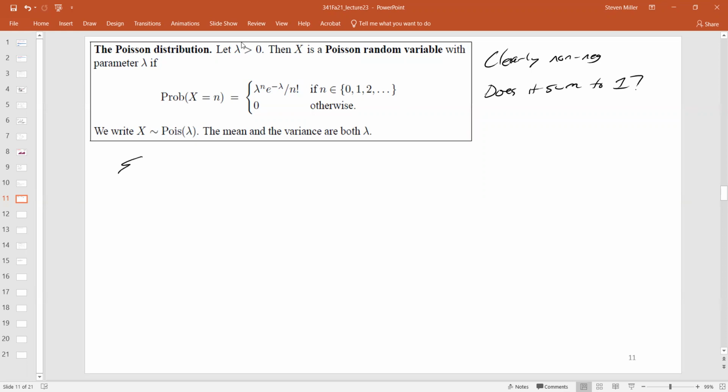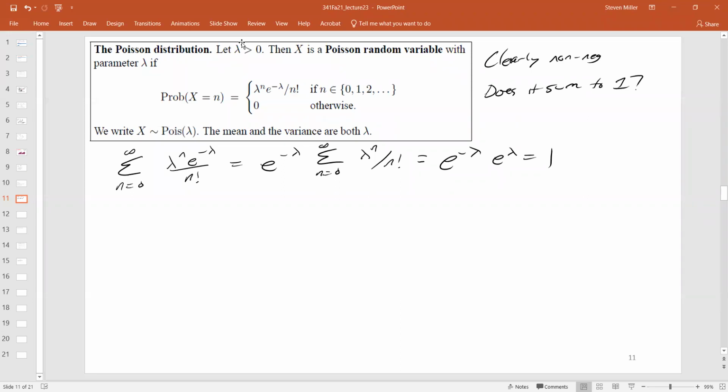So we have the sum, n goes from 0 to infinity of lambda to the n, e to the minus lambda over n factorial. I can pull out the e to the minus lambda, and I have a sum from 0 to infinity of lambda to the n over n factorial. Oh, but what is lambda to the n over n factorial? Yeah, just e to the lambda. So we just get e to the minus lambda times e to the lambda, which is just 1. And so that does finish the proof that it is a probability distribution.